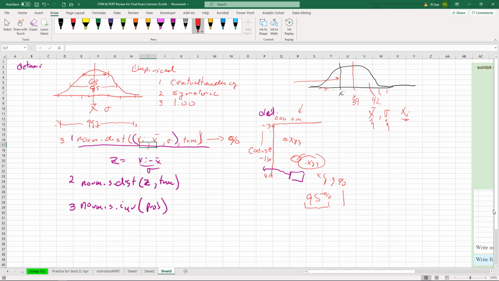So if we want to come from the table here, we have to find 0.95, and we cross-reference it out.